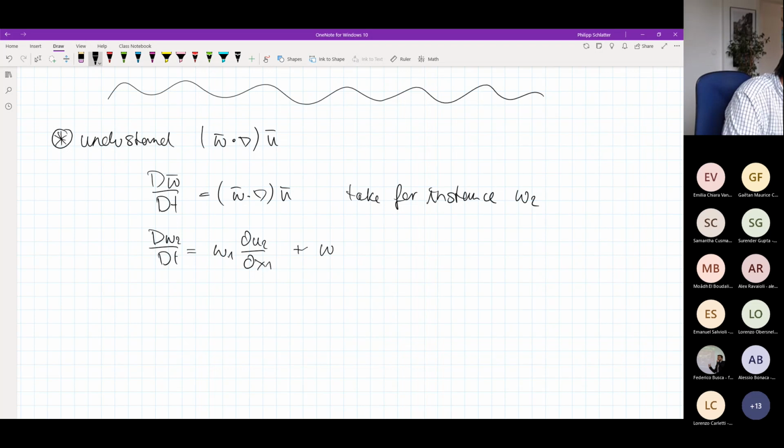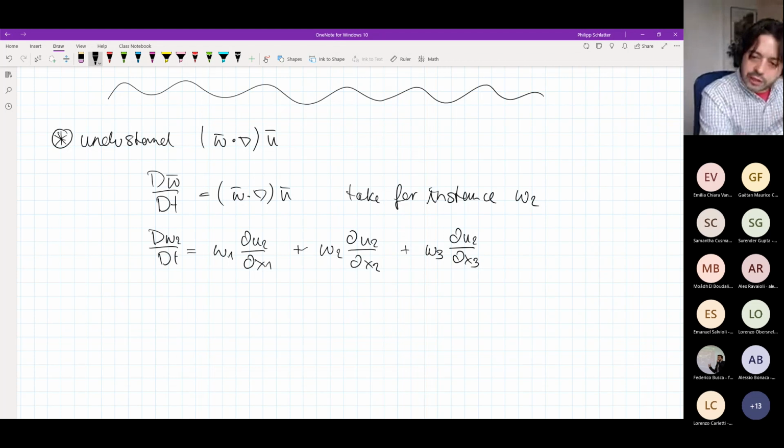The second one would be omega 2 times du2 dx2, plus omega 3 times du2 dx3. So now we have just looked at the middle row for omega 2, and what I've written here is the material change of omega 2 given by these additional terms.